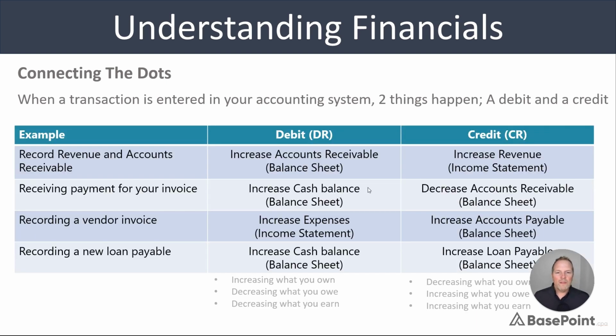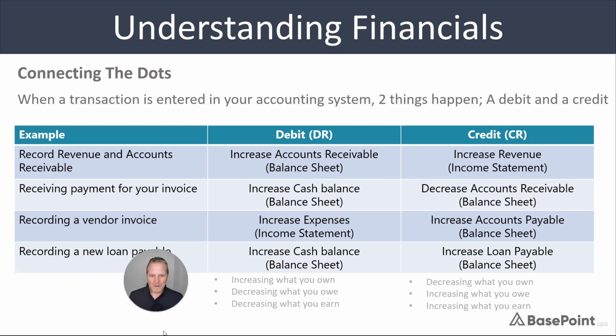All right. Last example is recording a new loan payable. Say a company needs some additional cash, needs some financing, takes on a loan. What happens when you have a loan? Well, you're going to increase your cash. Do you own that cash? Yes, you own that cash, right? So you're going to increase what you own, which is going to be a debit, okay? And then you're also going to increase what you owe because now you have a loan. So you increase what you owe, that will be a credit, okay?